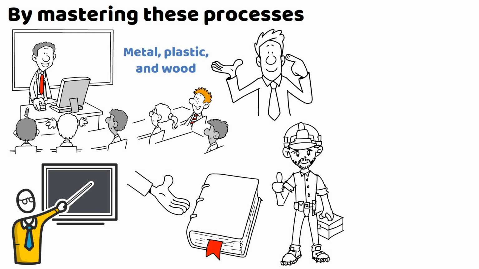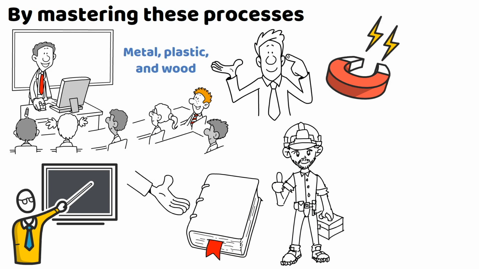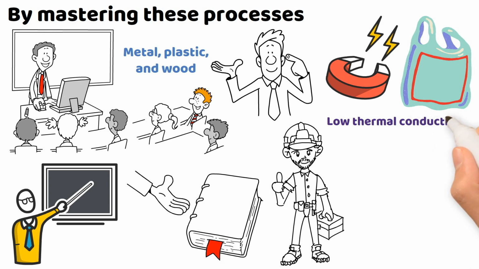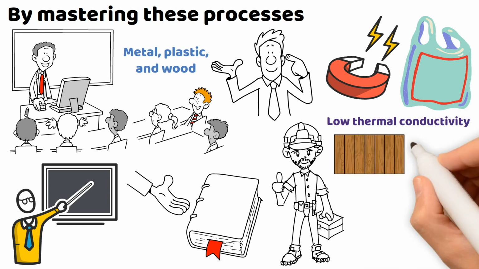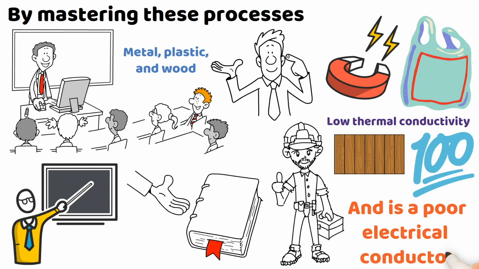Metal is known for its high thermal and electrical conductivity, but is often heavy. Plastic, while generally flexible and with low thermal conductivity, offers varying durability. Wood, excellent for structures, provides variable strength and is a poor electrical conductor.